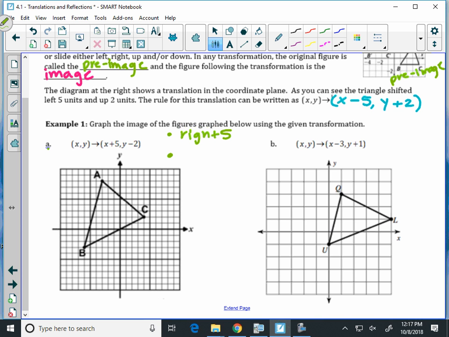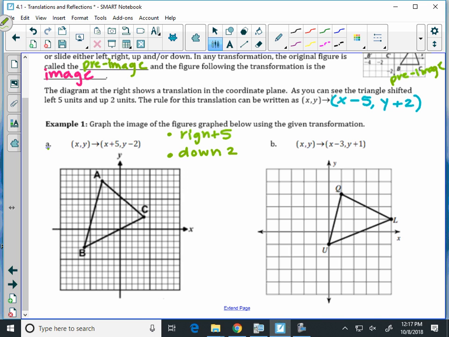Then it says Y minus 2. So then what direction are we going to go? It's a little down 2. Good. Y is always your vertical movement. X is always your horizontal movement. So that's all you're going to do.